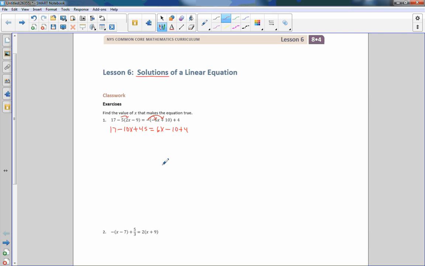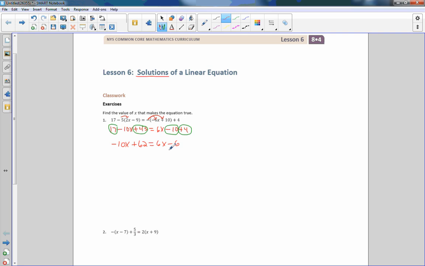All right, so next we're going to combine like terms. On the left side, I have a 17 and a positive 45. On the right side, I have a negative 10 and a positive 4. I'm going to combine those like terms. I'm going to keep this in standard form, so I'm going to write negative 10x first, and then 17 plus 45 is 62, equals 6x, negative 10 plus 4 is negative 6. Just in those first two steps, we've really narrowed it down a lot.